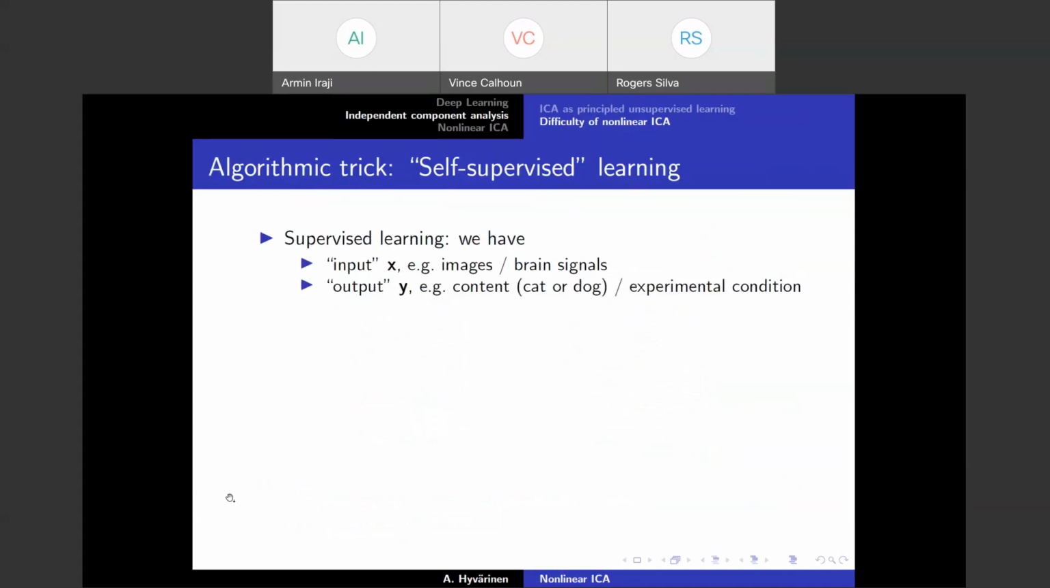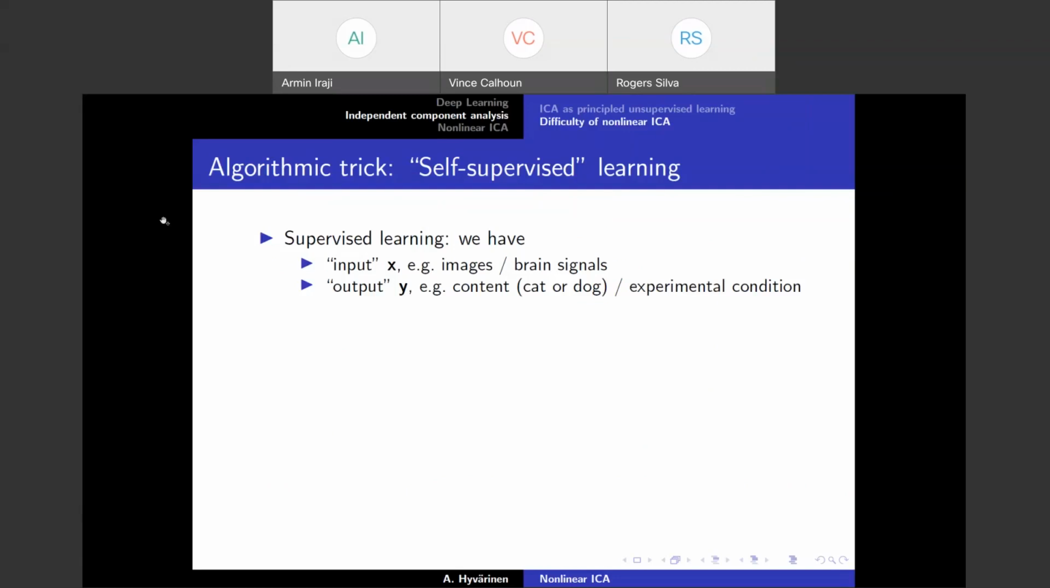Okay, so what I will be using often here is an algorithmic trick called self-supervised learning. But this is really just an algorithmic trick which doesn't a priori have anything to do with nonlinear ICA. In fact, most people who do self-supervised learning have probably not even heard about nonlinear ICA, and there's no logical connection between these two. But it happens that certain methods for self-supervised learning actually are related to nonlinear ICA, as I will explain. So let me first explain what self-supervised learning is.